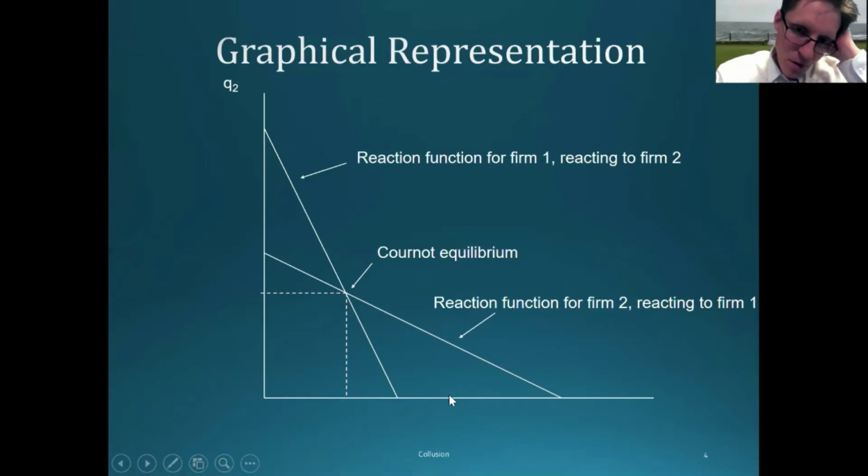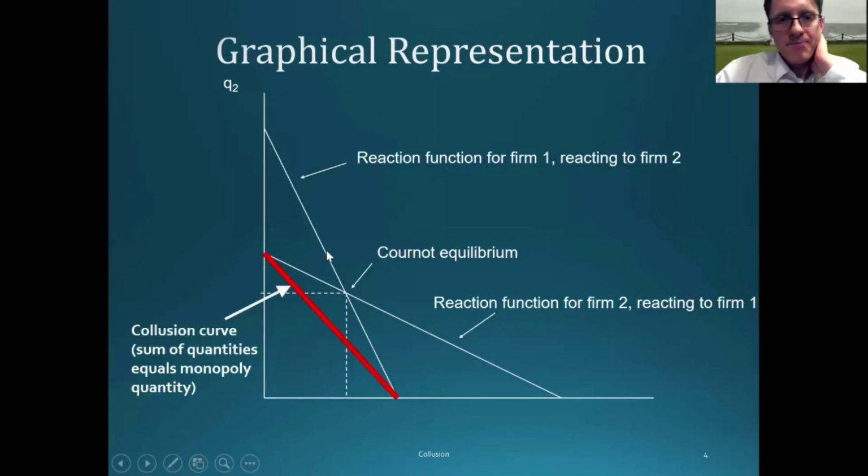Similarly, if we look at some point that firm 1 produces over here, we could trace that up vertically to firm 2's reaction function, and the height of that point gives the amount that firm 2 would want to produce to maximize its profits in response. Now, as you may recall, the equilibrium under a Cournot duopoly is given by the intersection of the two firms' reaction functions. So what happens under a collusive agreement? Well, the sum of the quantities produced is equal to the monopoly quantity. And so the collusive quantities are given by this red line.